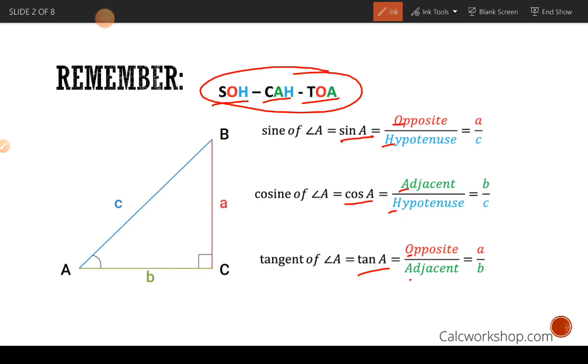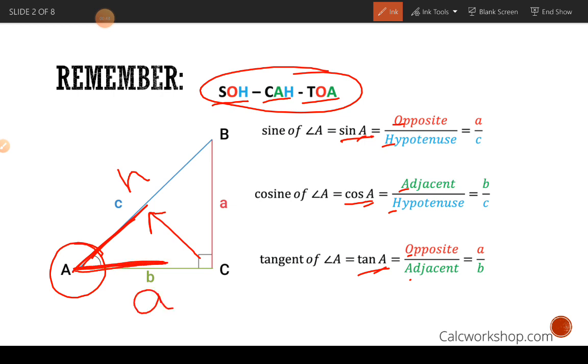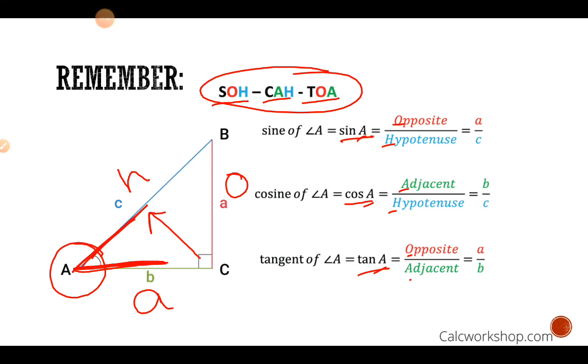Okay? And how we label our triangles is we circle the angle. These are all coming from angle A. So circle your angle. Label your hypotenuse first. It's always across from the right angle. The hypotenuse and the adjacent are going to be touching the angle. So this green side would be your adjacent. And then up here that's not touching the angle, that would be your opposite.